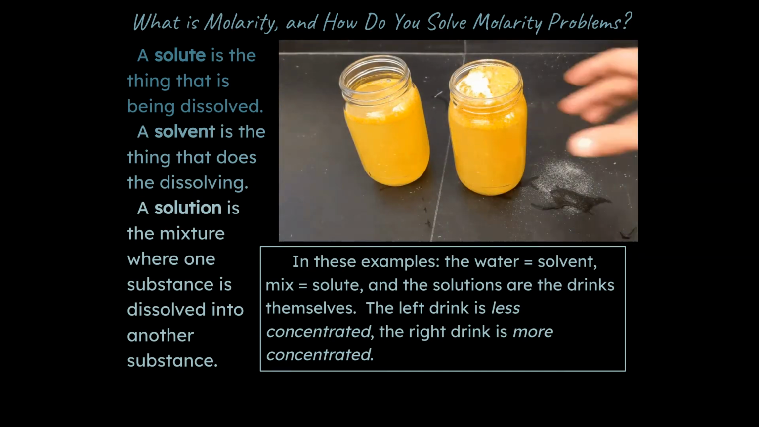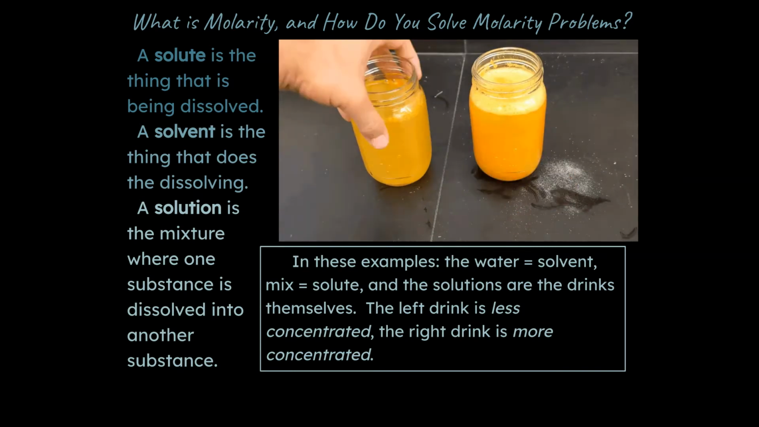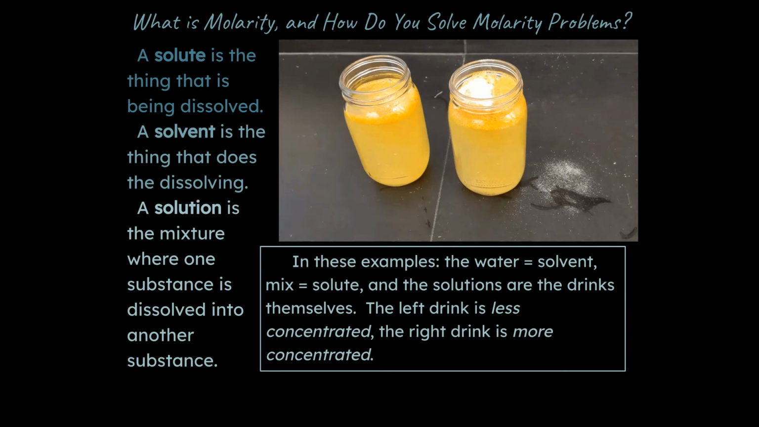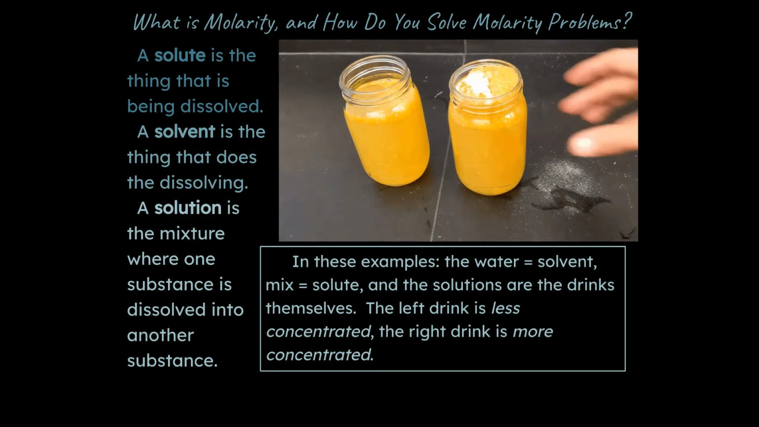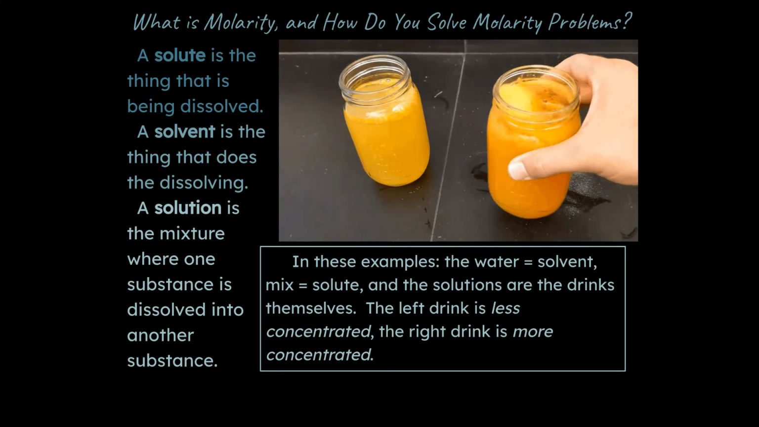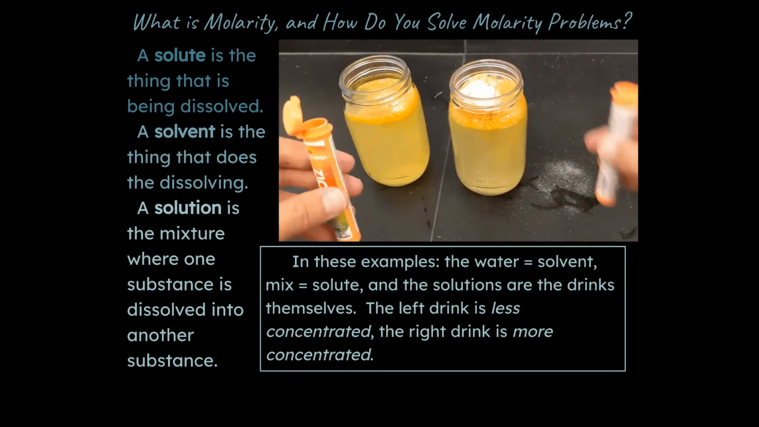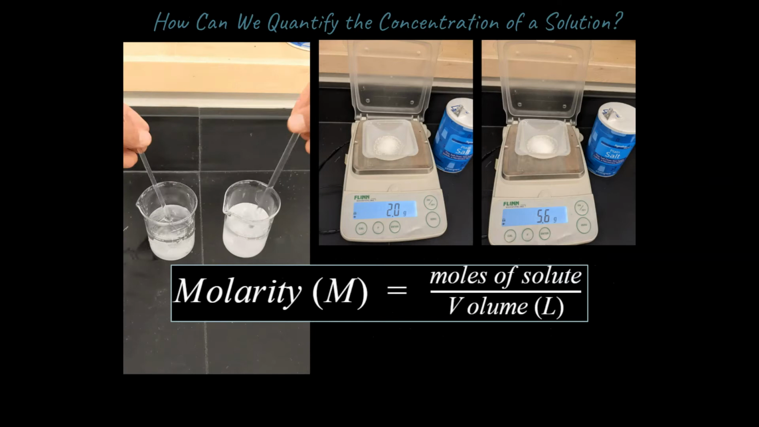It is useful to talk about one drink being less concentrated than the other, but it would be way more useful if we could actually put some numbers to that, if we could quantify that or even measure that. And that's what we're going to go about doing, and that's what chemists do as well. So let's take a look and think about this.